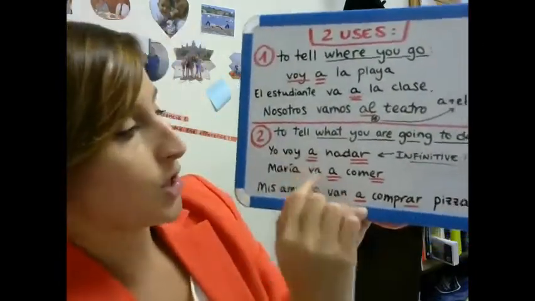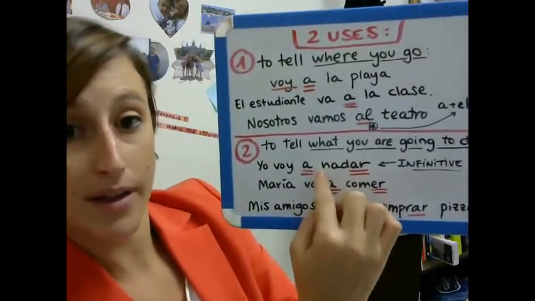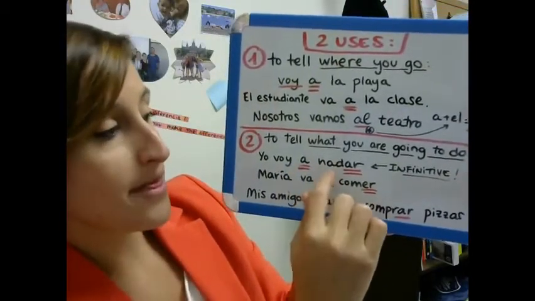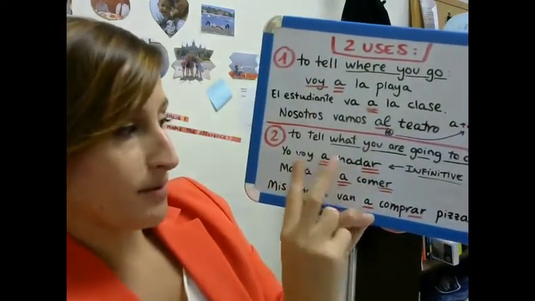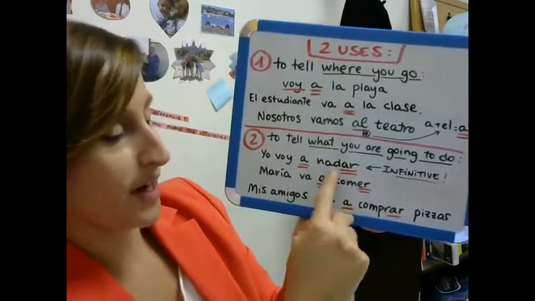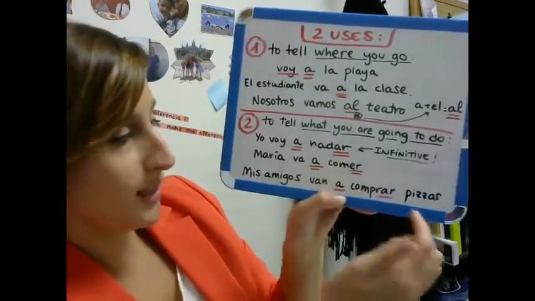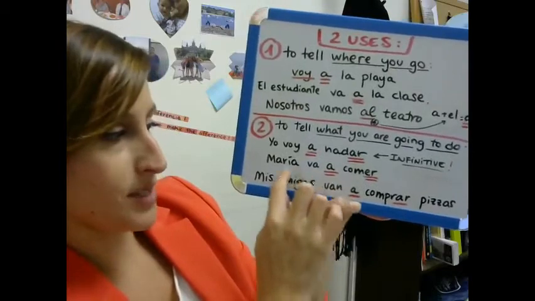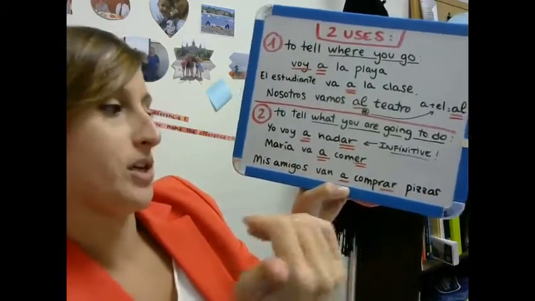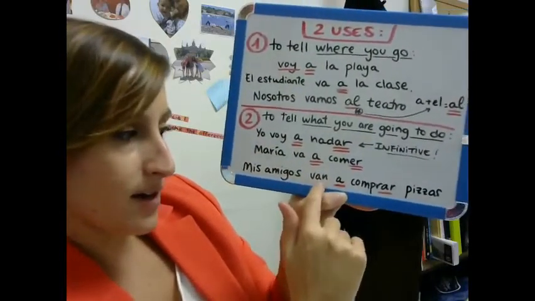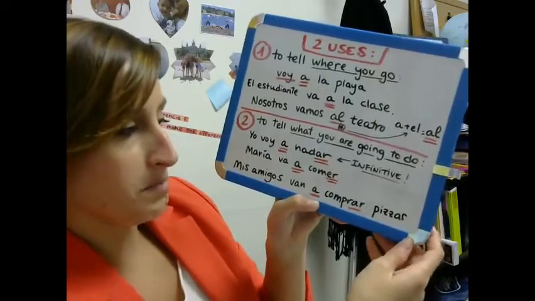So you use the form, like yo voy, and then the a, remember that is always there. And then the verb has to be in the infinitive, always, because when we have 2 verbs, we always keep the second verb in the infinitive. So, yo voy a nadar. Maria is going to eat: Maria va, the right form for the subject, a comer. And my friends are going to buy some pizzas: mis amigos van a, don't forget the a, comprar pizzas. And that's it.